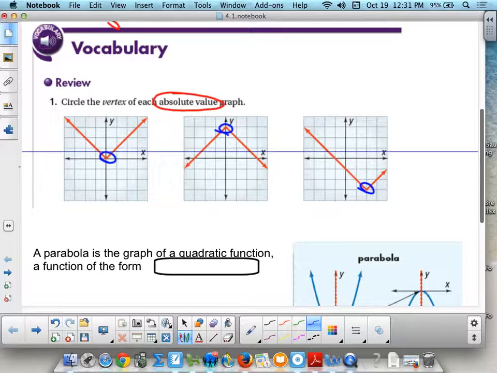Okay. Here the vertex is at the lowest point on the bottom of the V. Here it's the what point? The highest. Another name for highest, they call it the maximum. This one they're going to call it the what? Minimum. I'm only throwing these words at you because they're coming with quadratics.